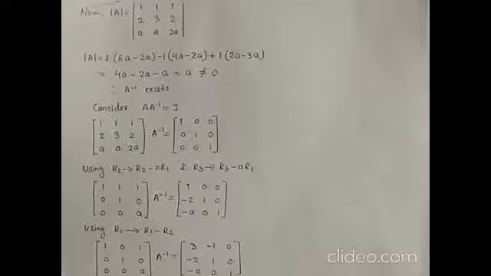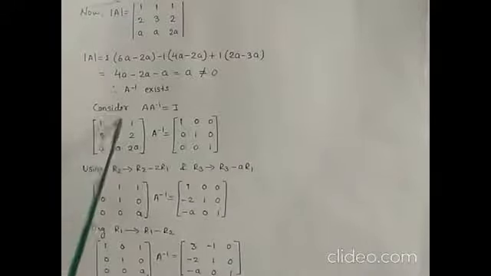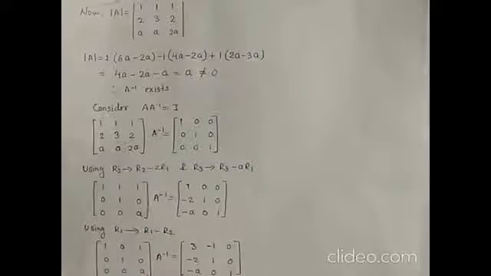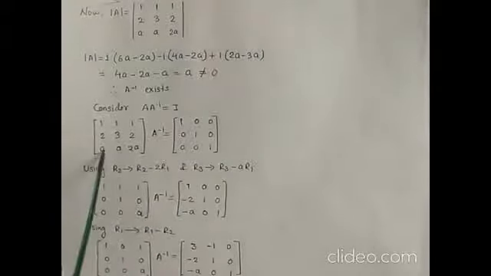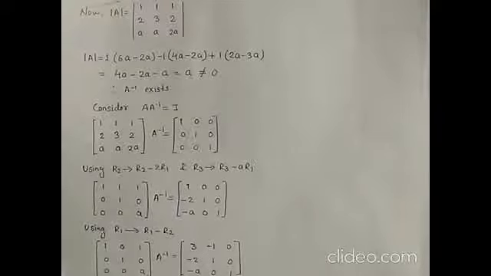Now children, our job is to find A inverse. We can consider A into A inverse equals I. You know how to find A inverse. Nothing is new over here, but you can see that instead of numbers we are given a. That's why you may think this is a little bit difficult. That's why I am solving this problem. Otherwise you know how to handle such type of equation. Because of this a only I am solving this problem.